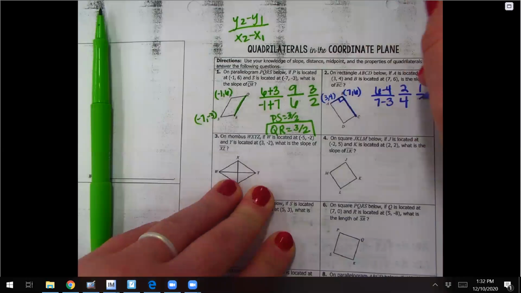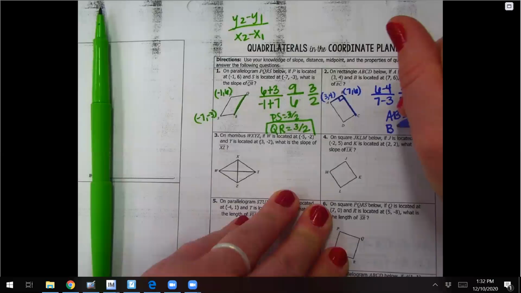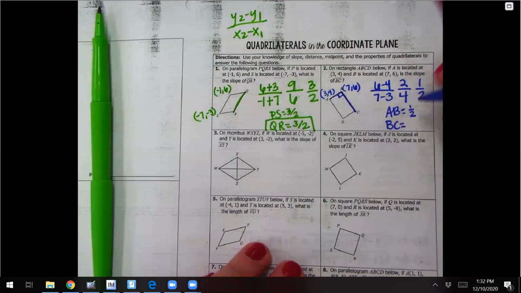So what's the slope of BC? Opposite reciprocal, so it does have to be negative. That one's positive, this one's negative, and then you do the reciprocal, which is 2 over 1, which is just 2. So that's our answer. Questions?